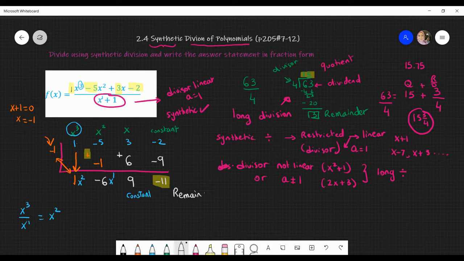So if we want to write our answer as a statement in fraction form, we're going to need the quotient. So this division equals the quotient, which is x squared minus 6x plus 9, plus the remainder over the divisor. And this will be our polynomial result. This is what results from dividing that big cubic polynomial by x plus 1.